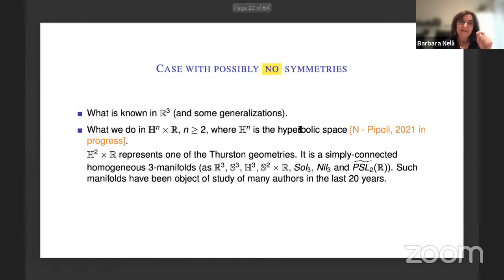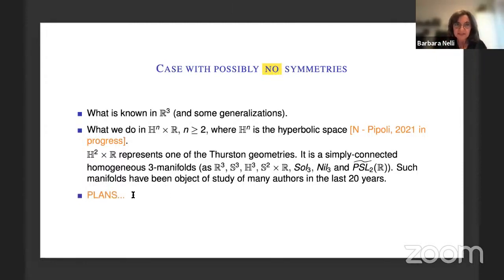And then something that you all know in this audience, I suppose, I'm sure, but just to justify why H^n cross R: in fact, H2 cross R is one of the eight Thurston geometries, and in the last 20 years there has been a lot of work on CMC surfaces in this space, and also in higher dimension. I will talk a little bit more about that later. This is just a summary of what I will do. And then some plans about the future, if I have time.